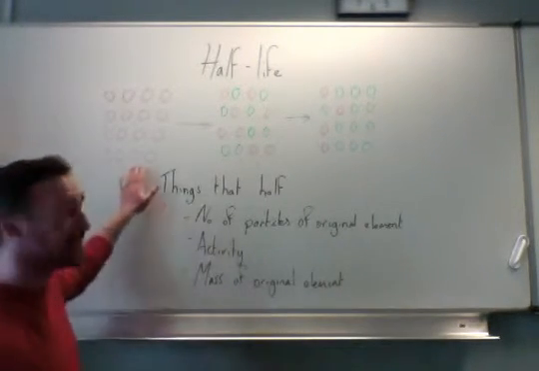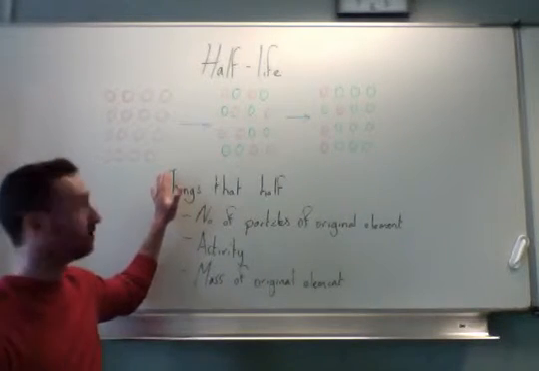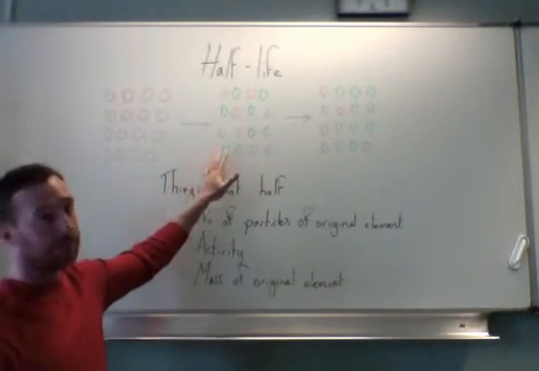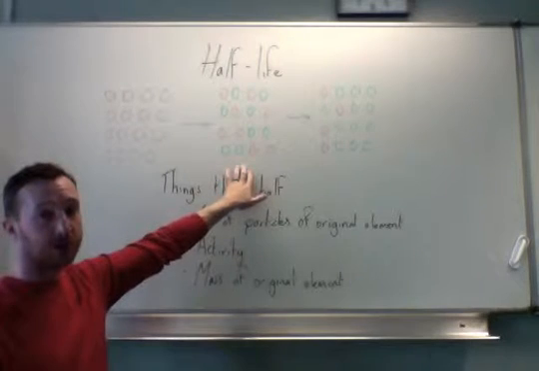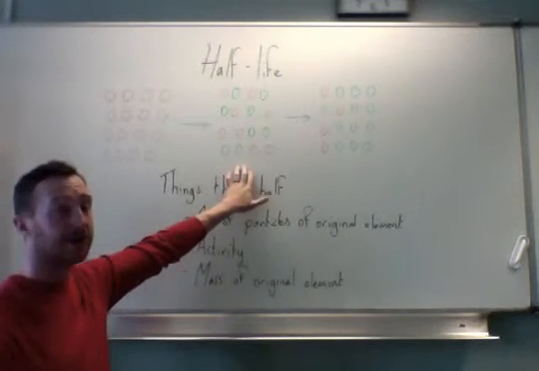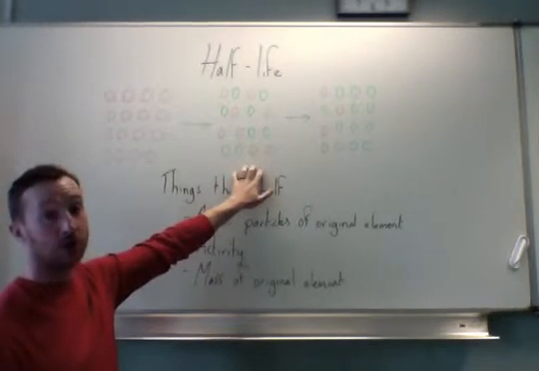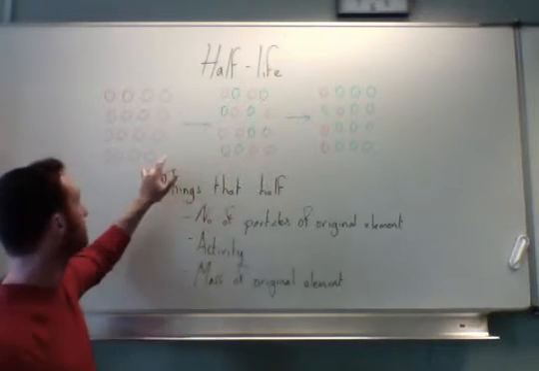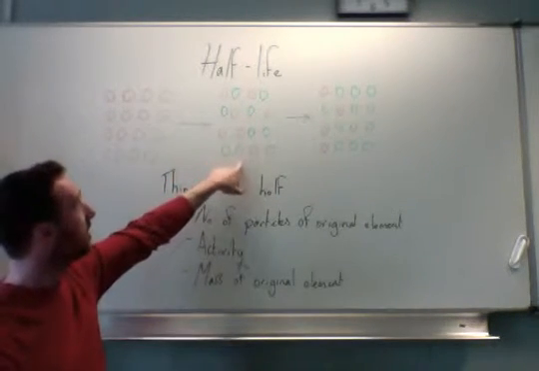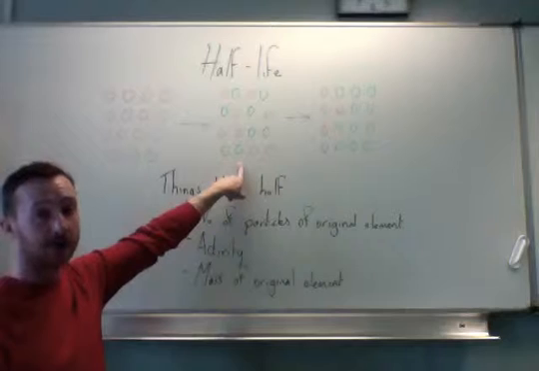So say we have 16 red particles. Over a certain time, half of those particles have now turned into something else. Now they're green particles. It's called half-life because over a certain amount of time, the original substance halves.